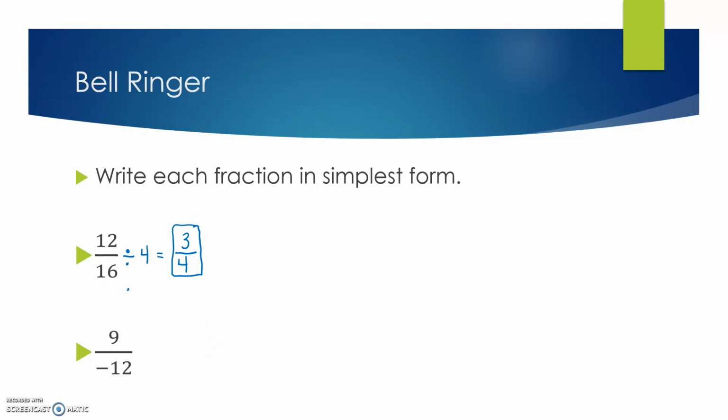So the simplest form of 12 over 16 is 3 over 4. Now let's say we had divided by 2. We would have gotten 6 over 8. Be very careful, because don't assume just because it worked once that this is simplest form. We could divide by 2 again. So you always need to check and say, is there anything I can divide both 3 and 4 by? Is there anything I can divide both 6 and 8 by?